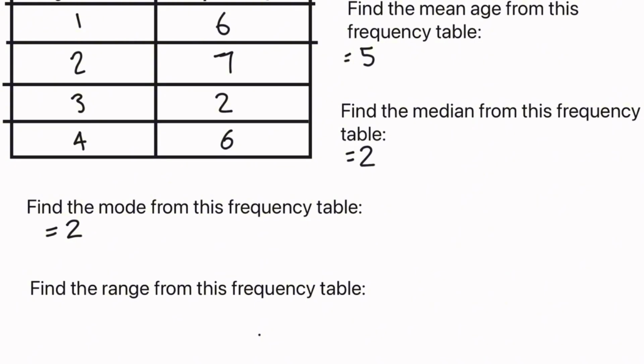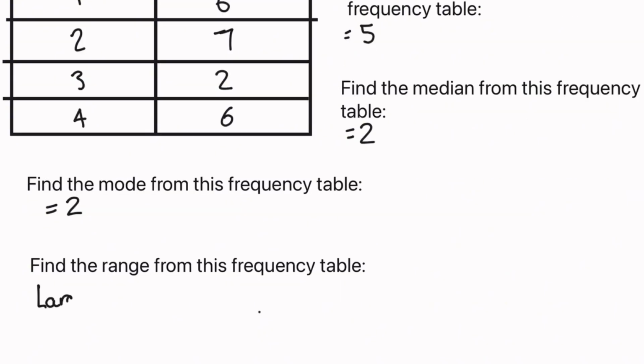Finally, to find the range, all we have to do is use the largest take away smallest formula. But we do not do this with the frequencies. All we have to do is do 4 take away 1, which gives us 3. So the range of ages, in this case, is 3.